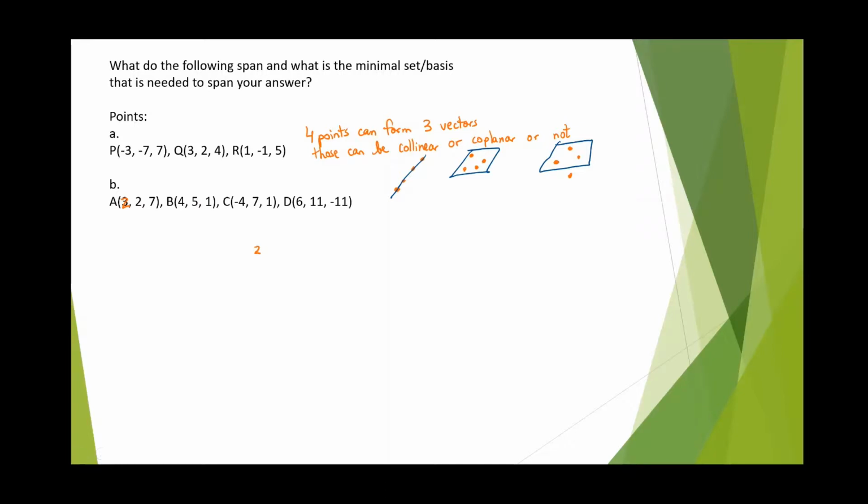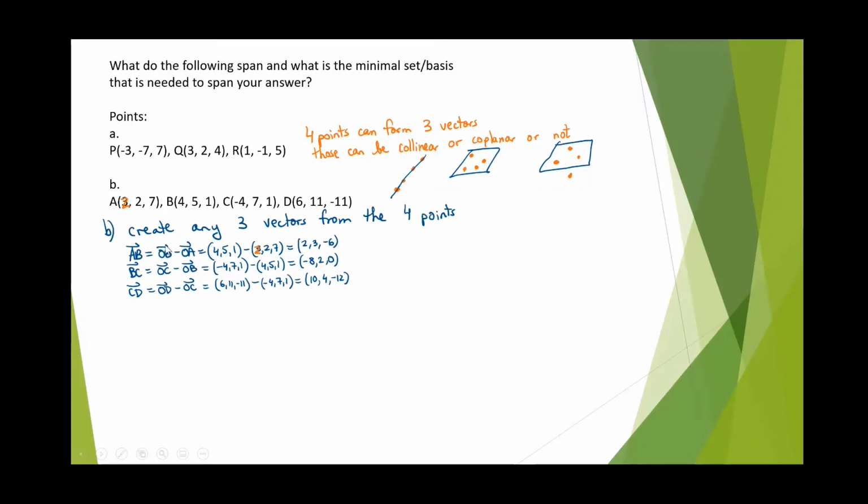So 4 points can form 3 vectors, and they can be collinear. So it could look like that, 4 points all in a straight line. Or all 4 points are going to be on one plane. So I'm drawing this parallelogram to indicate they're all going to be on the same plane. Or possibly there's going to be 2 or 3 of them on the same plane, but one of them is not on the plane. Okay, so we're going to verify which of these scenarios we have.